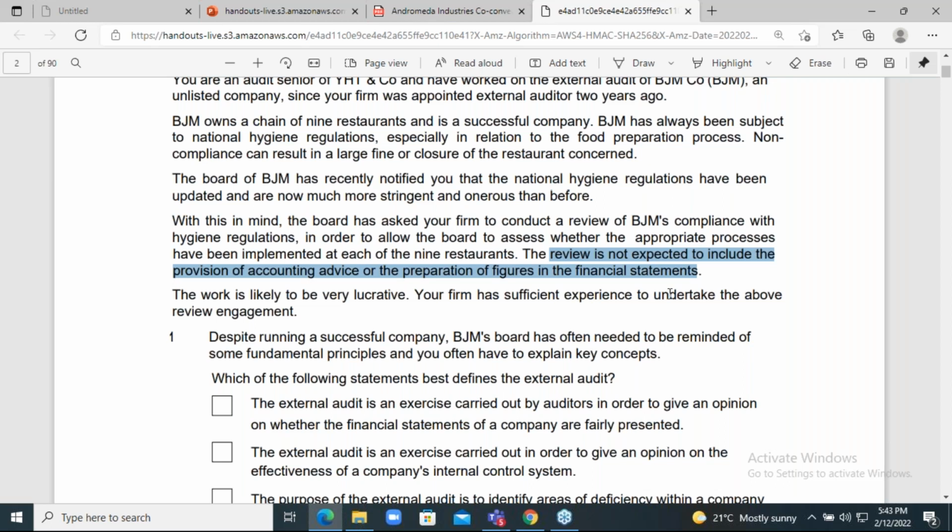Self-review threat arises when we have performed something and after some time we are there to review that thing that was originally performed by us. Whatever we do in this review assignment does not have any impact on the preparation of the figures of the financial statement. So there is no self-review threat.